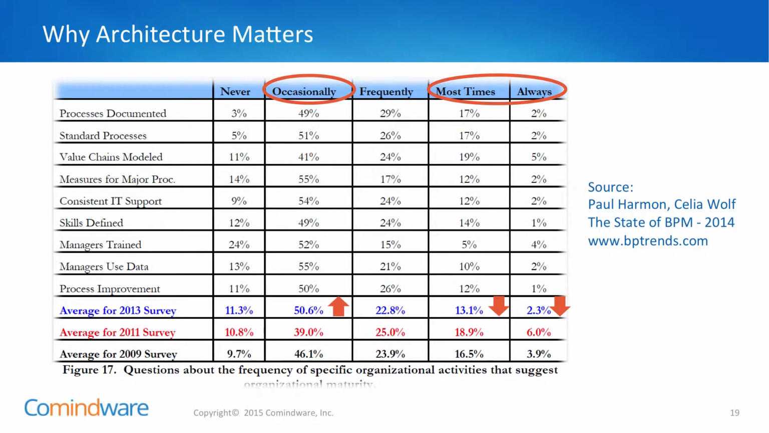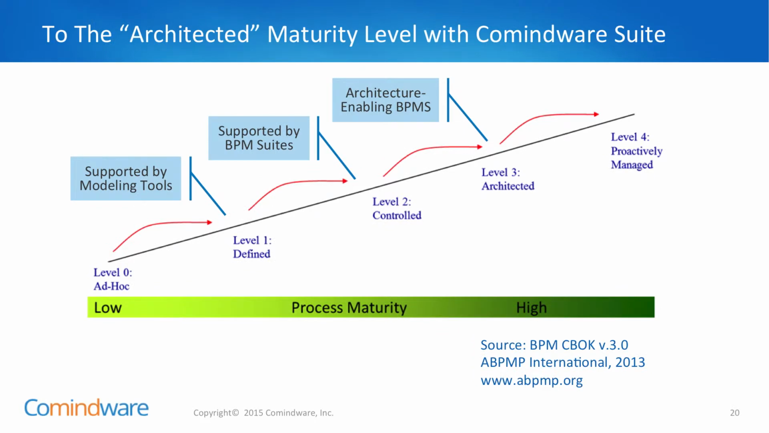And why we believe that architecture is important. Here is a recent research from BP Trends showing that the average BPM maturity actually went down during the last years, and this is very disappointing. One of the reasons why it may be so is that, as I said, BPM suites do not support the architecture. So as a result, they do not support organizations wanting to get to a higher level of BPM maturity. And this is exactly the issue we're going to address with our product.